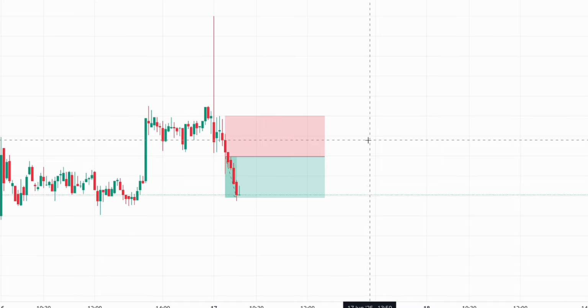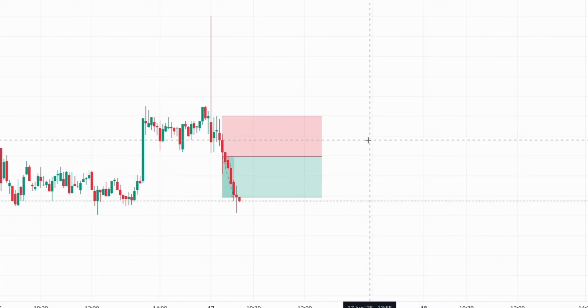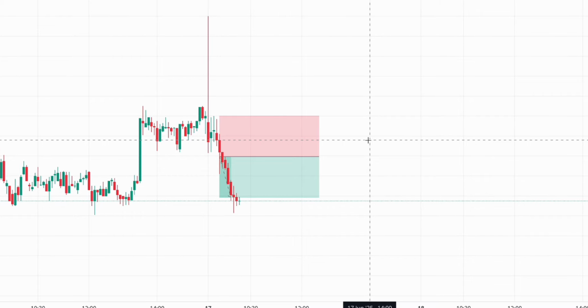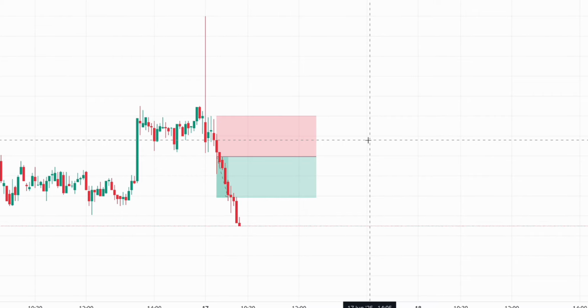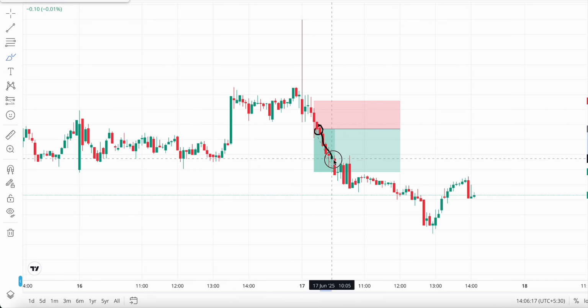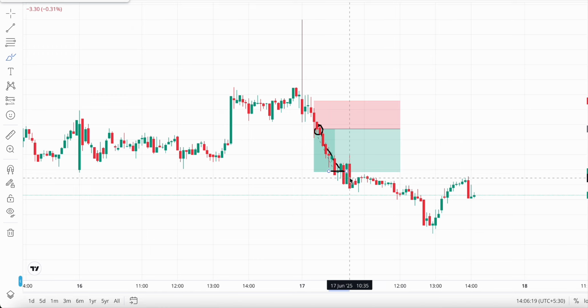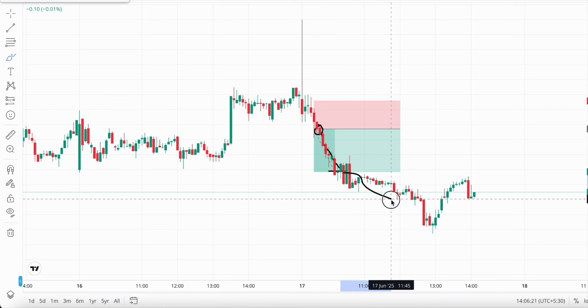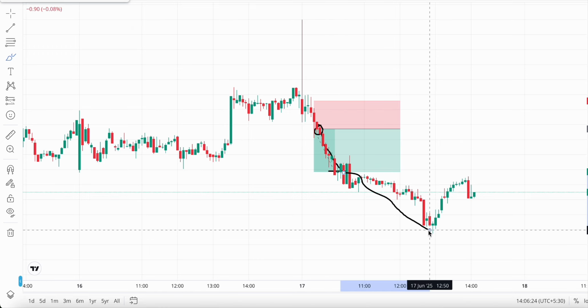Let me explain how I traded today's intraday trade. Today I did short selling on this particular chart. As you can see here, this is where I entered the short sell trade in the morning, and we can see our target has been met here. After meeting the target, the price has gone down more than 1%.